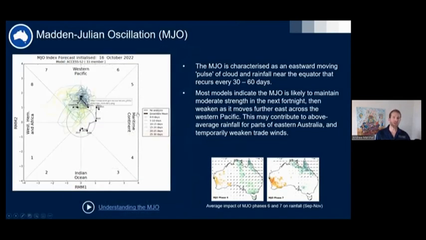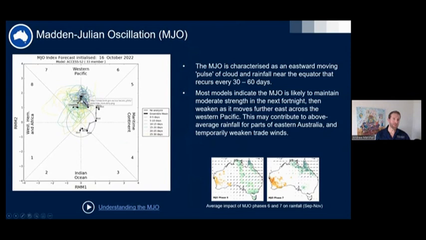So going back to the MJO forecast, the reason I wanted to talk about this is that at the moment, the MJO is forecast to be in those phases 6 and 7 over the next month. This plot on the left is what we look at to predict the MJO. It looks like a large plate of spaghetti in many respects, but the thing that's most notable here is the black solid line, which shows our ensemble average forecast.